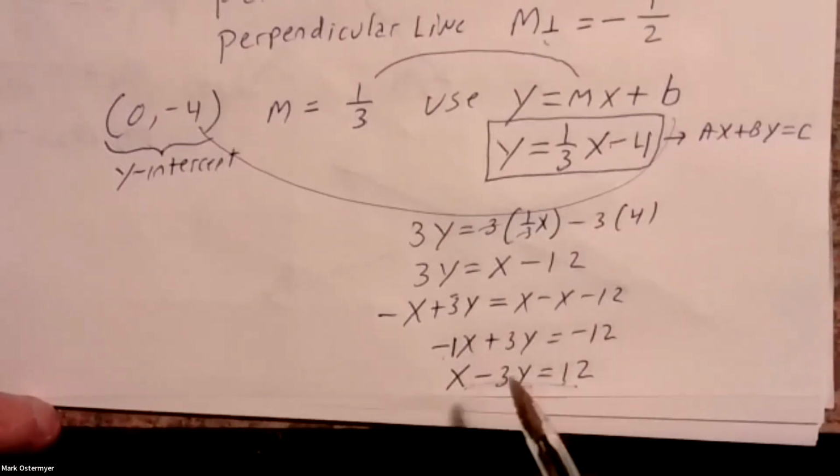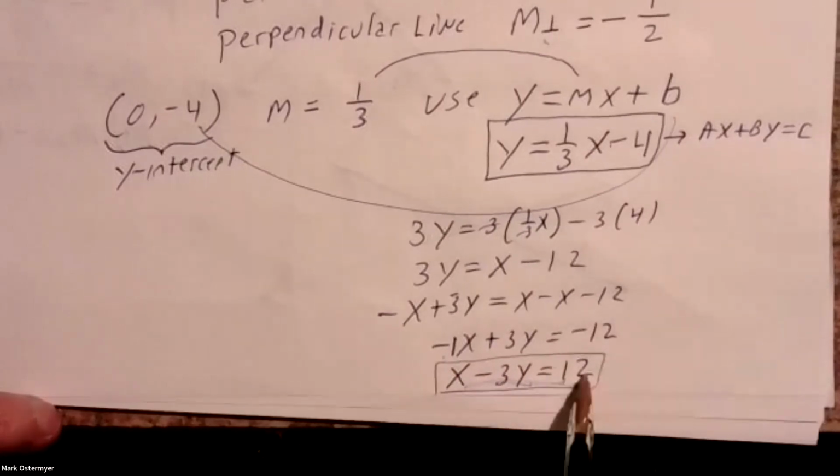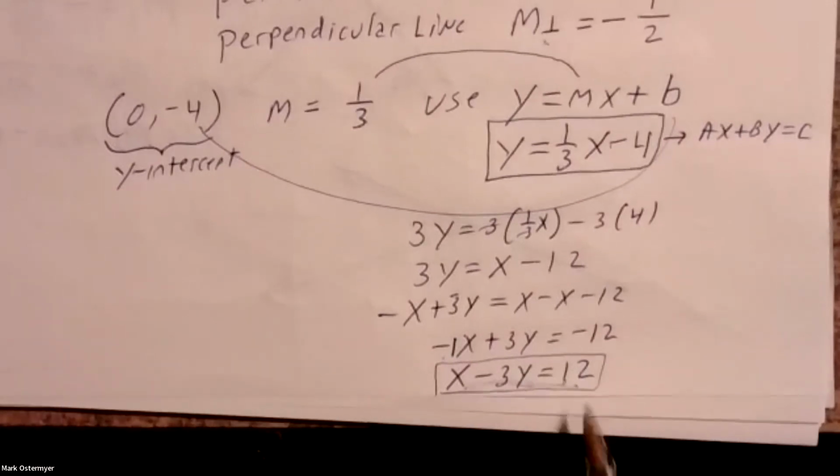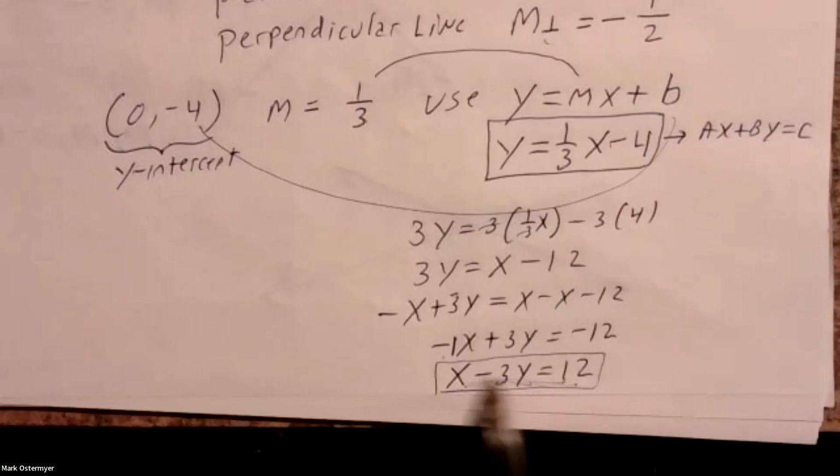I'm just saying when you check your answer in the back of your book, your author will probably have it expressed this way as opposed to this way. There you go. We've gone to standard form. So we went from slope-intercept form to standard form.